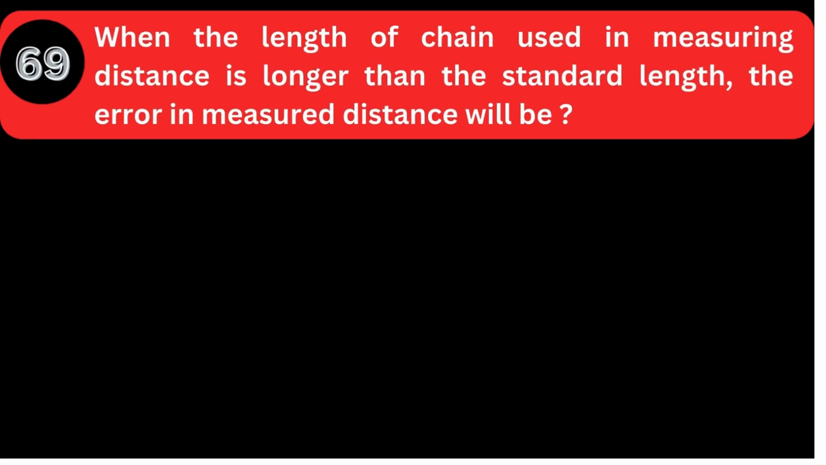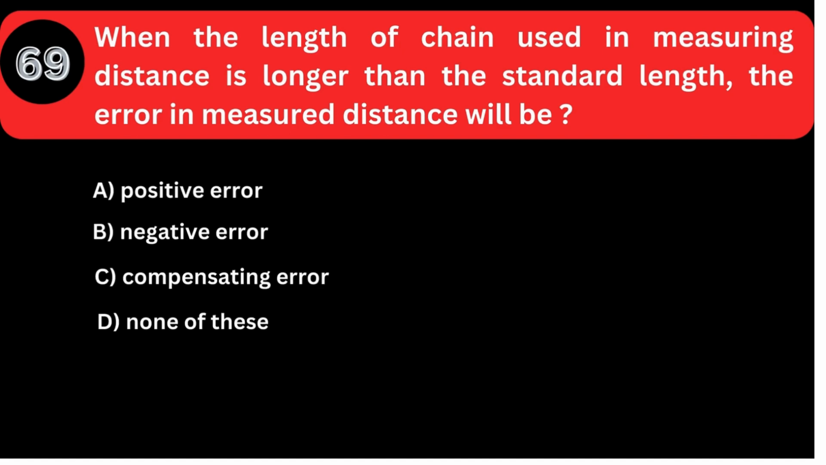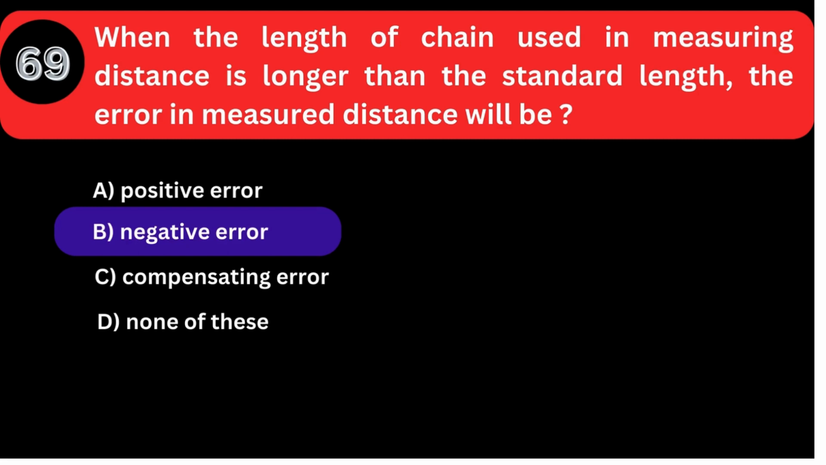When the length of chain used in measuring distance is longer than the standard length, the error in measured distance will be. Options: A. Positive error. B. Negative error. C. Compensating error. D. None of these. Answer: B. Negative error.